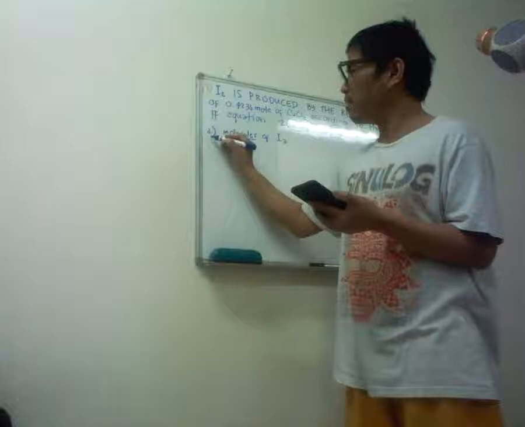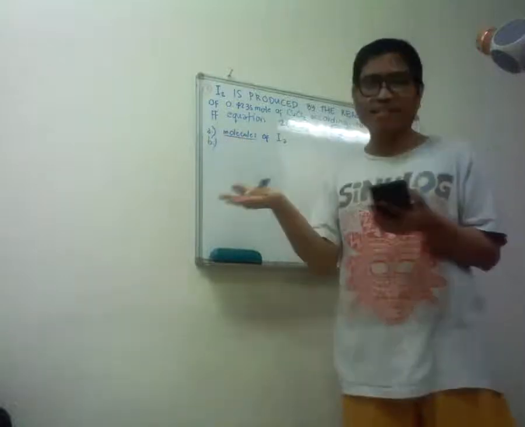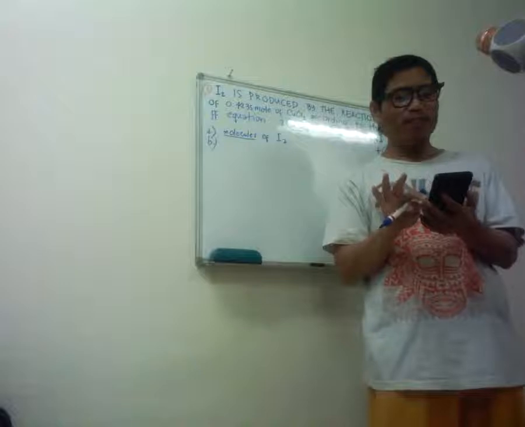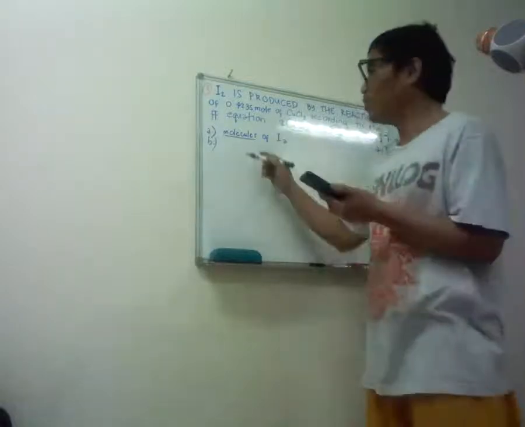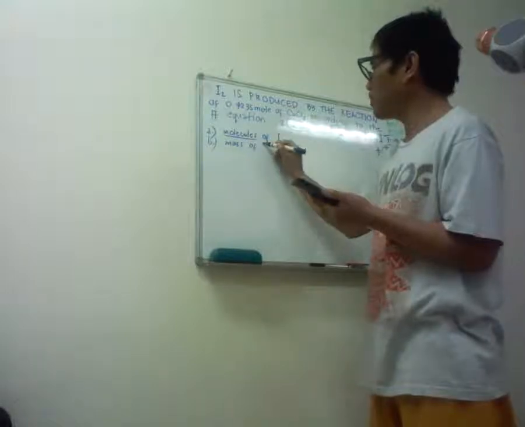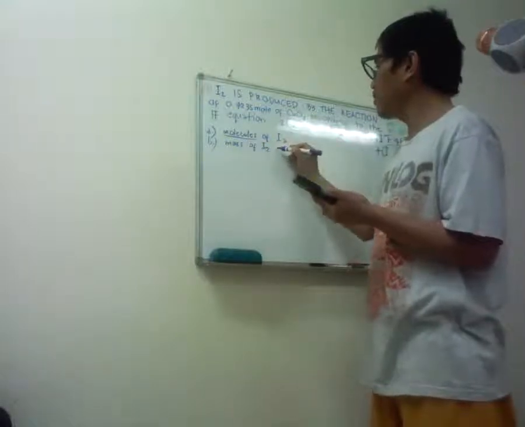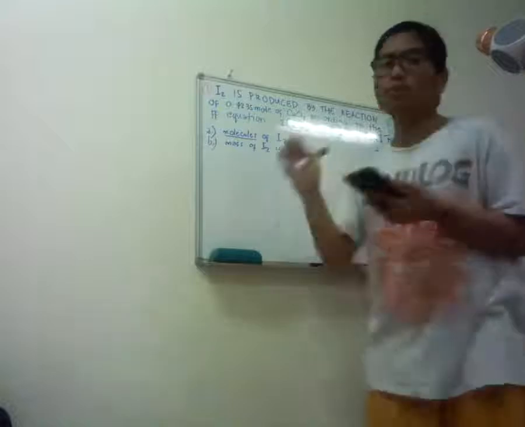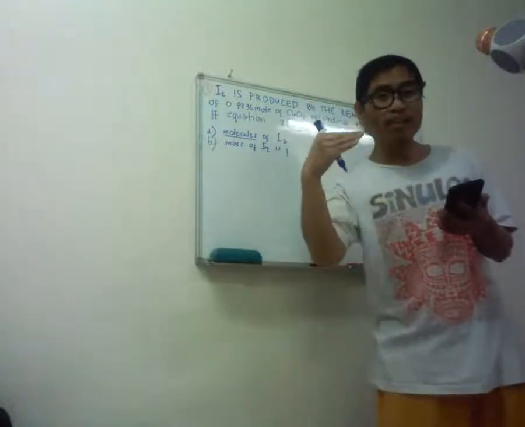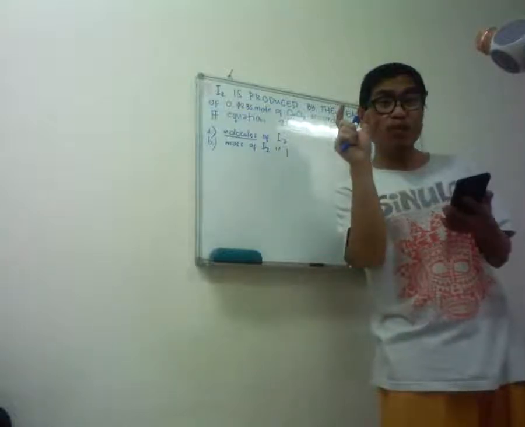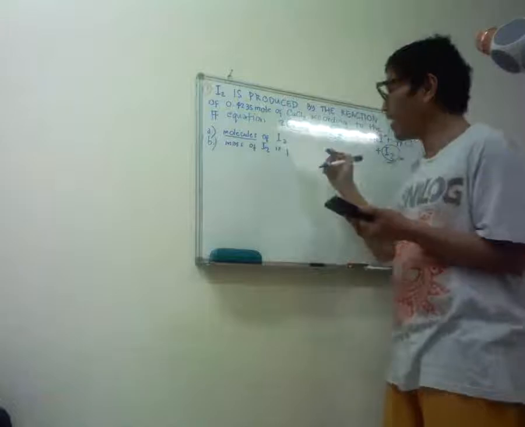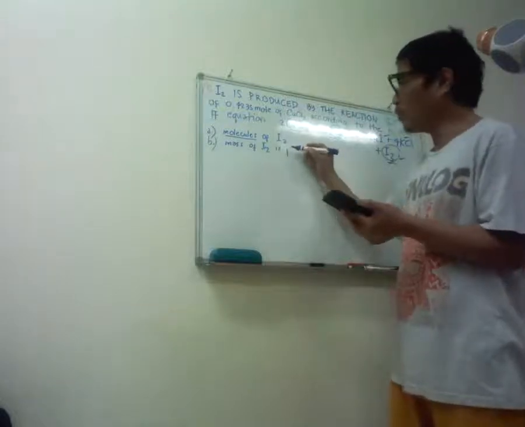Letter B. We need to solve for the mass of iodine produced. Iodine gas produced. If you put a 2 on the subscript, that is a gas, a diatomic gas. Di stands for two, the subscript. Something like that.